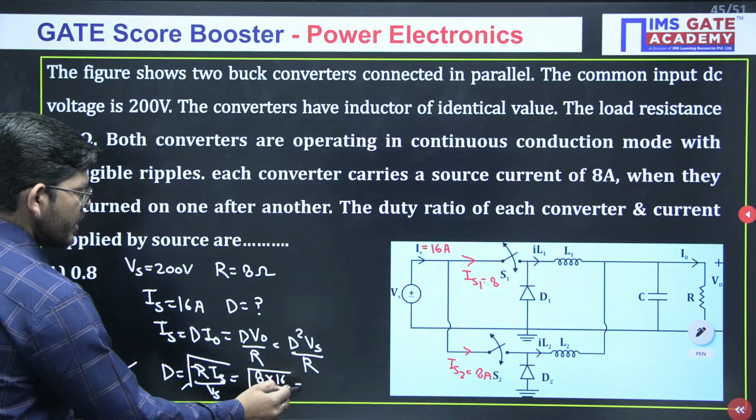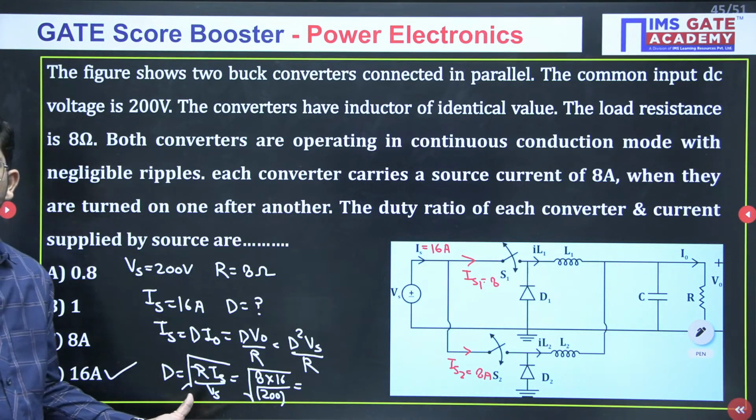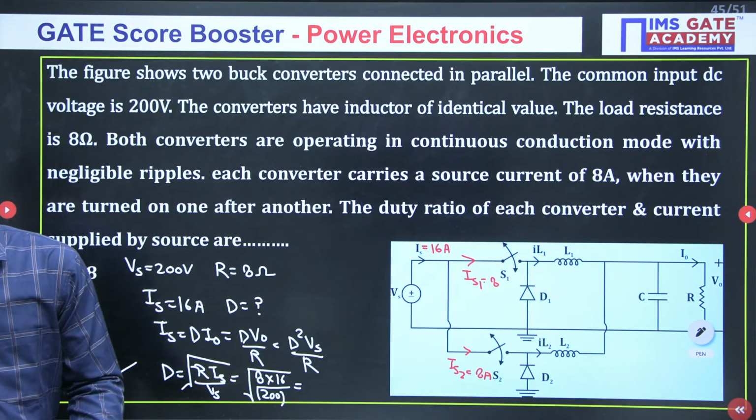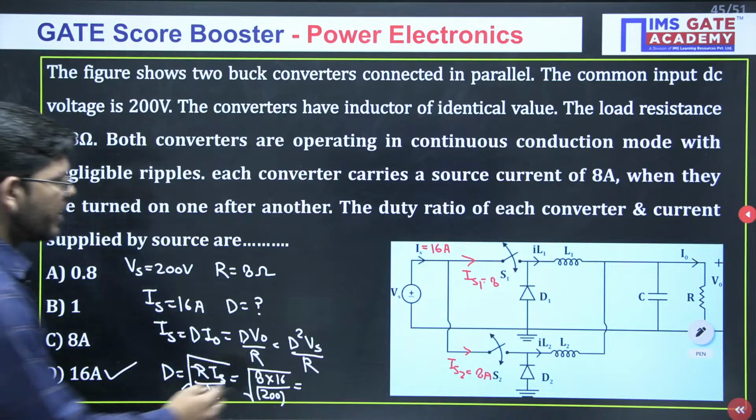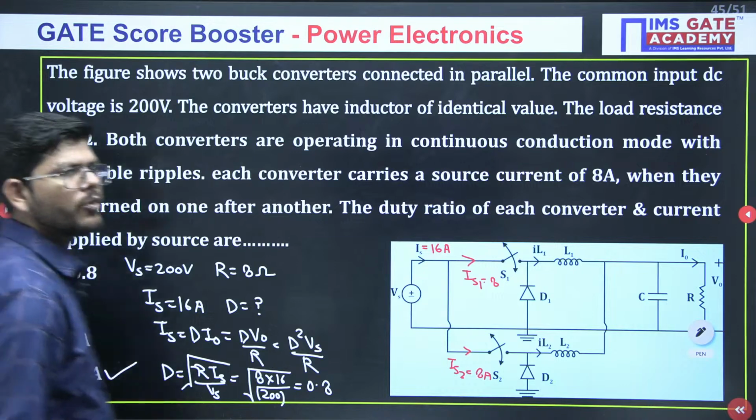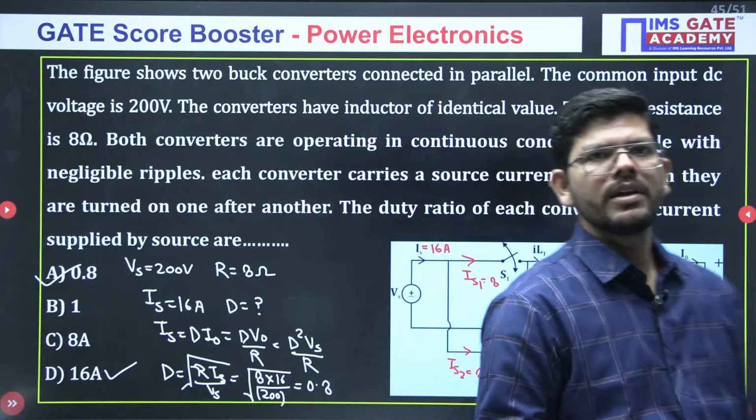Sorry, 200 only. Okay. So by putting the values, Nilmesh is getting an answer 0.8. Whether 0.8 is the correct answer? Yes, 0.8 is the correct answer. Okay, so you can calculate that 0.8 is also a correct answer.